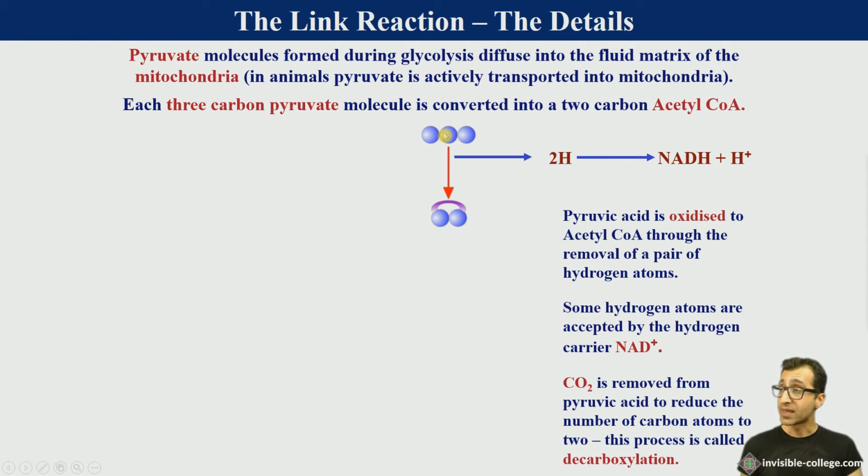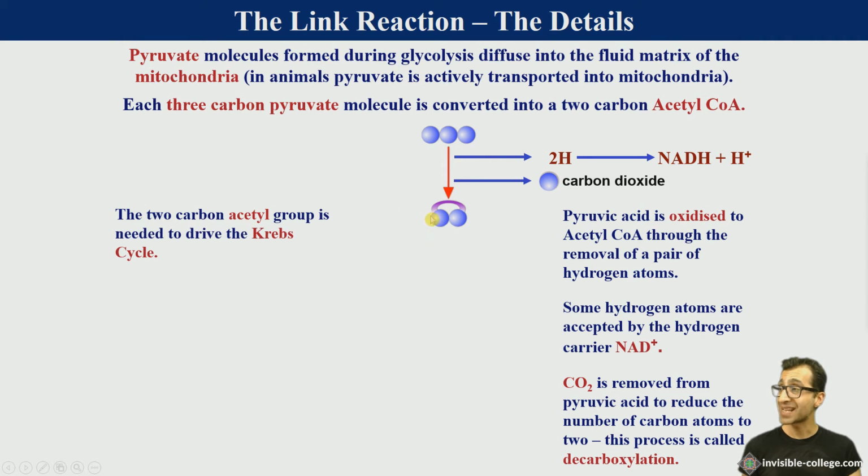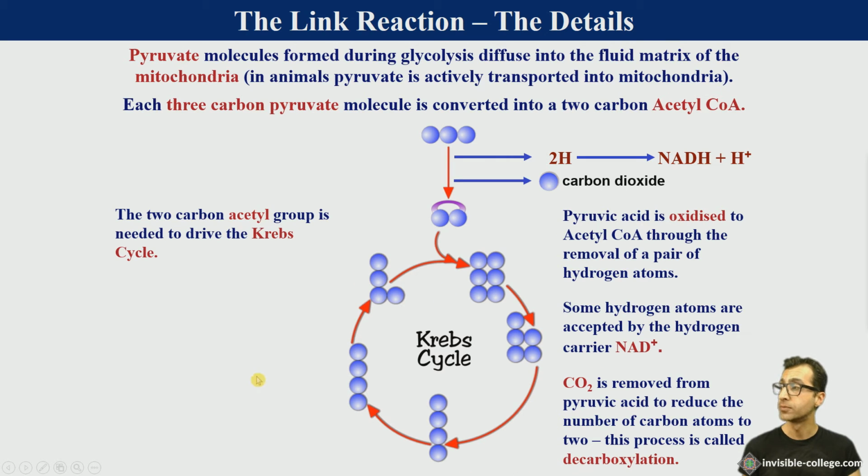So in doing this, in converting the 3-carbon compound to a 2-carbon compound, we also release a carbon dioxide molecule. So this is called decarboxylation. Now, the 2-carbon acetyl group is then needed to drive the process of Krebs cycle.